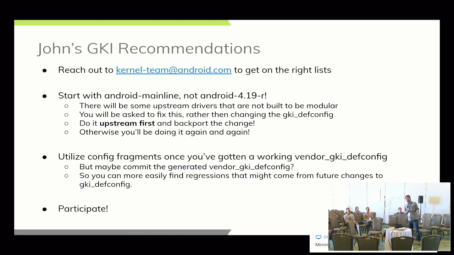Those are the general recommendations that I have on this. First of all, reach out to the kernel team at Android. Try to make sure you're on the right lists. The second item is I really recommend starting with Android mainline, not the Android 419R, because when you submit the changes that you need for the GKI def config, Greg Kroah-Hartman or whoever will say, that needs to be fixed upstream. That means you're going to have to validate that change upstream. So you might as well be working against the mainline kernel as you do this.